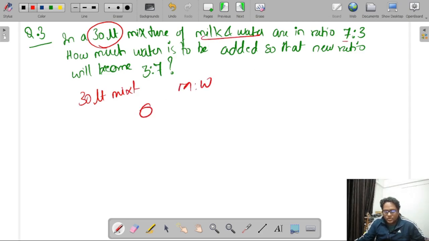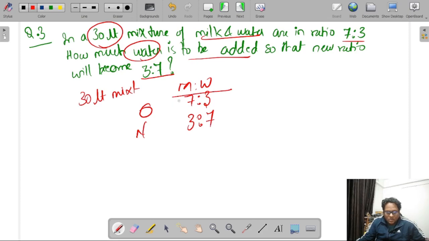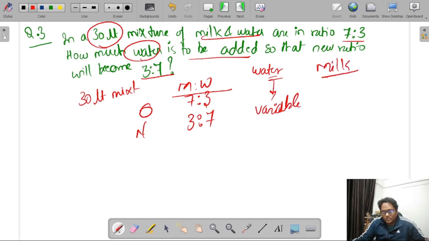Originally the ratio is 7:3. How much water is to be added so that the new ratio will become 3:7? New ratio is 3:7. So here, what is the variable? Water, because water is to be added. So water is variable and we have to fix the milk.